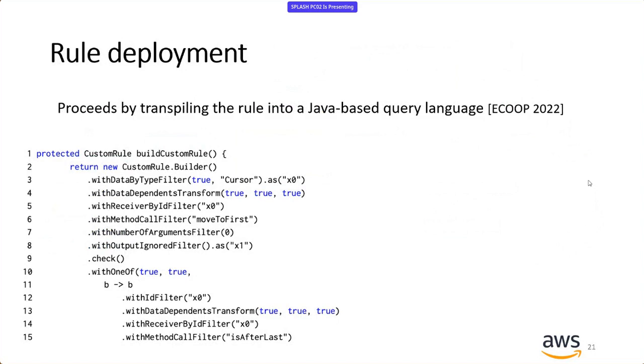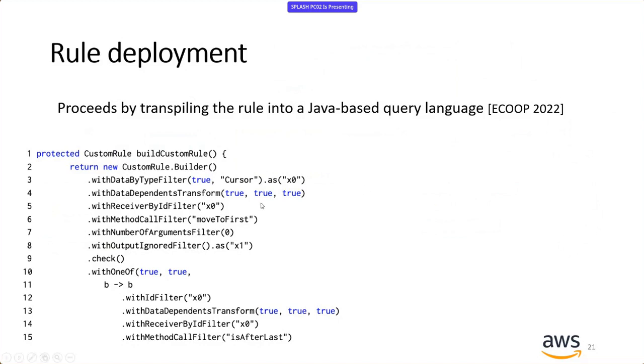We have an in-house Java-based query language for writing these rules, and rule deployment proceeds by transpiling the rule into this query language. If you're interested, you can take a look at the query language, which is described in detail in the ECOOP paper from our team members.